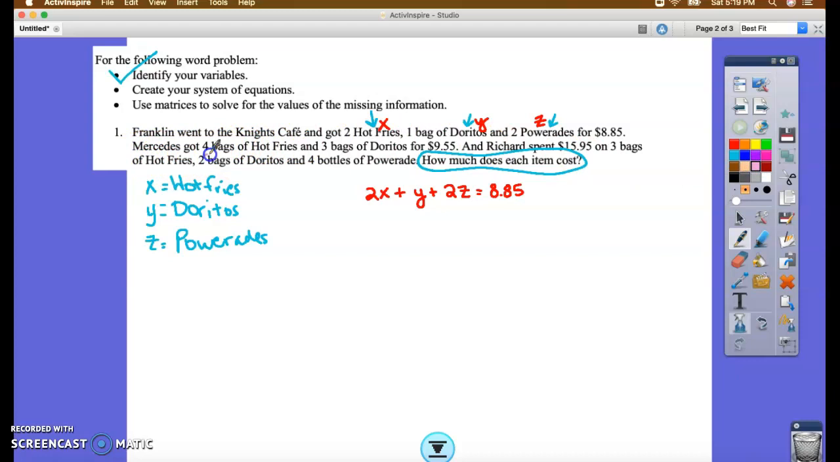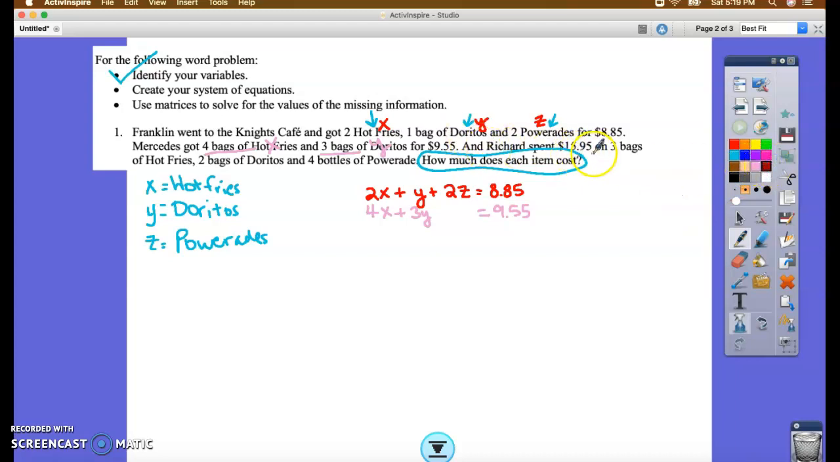All right, so now I'm going to bump on over to Mercedes. Mercedes got 4 bags of hot fries, 3 bags of Doritos, and that was $9.55. You're noticing something, hopefully, that I'm noticing. There's no Z because she didn't buy any Powerades. So it's not that bad of an equation. 4X plus 3Y. You could put plus 0Z, but it will look like Oz. So I'm just going to skip over Z and line up the equal sign. Organization is key. Nice and ordered. Equals $9.55.